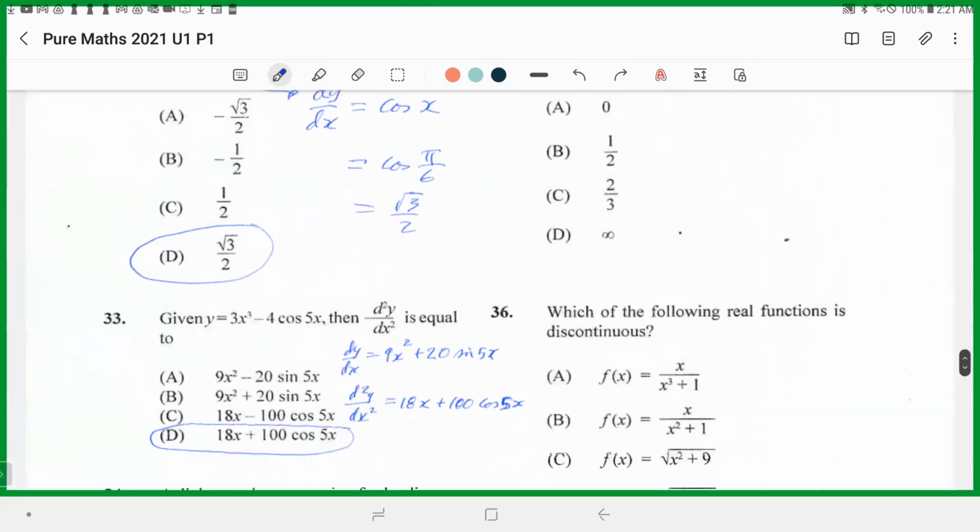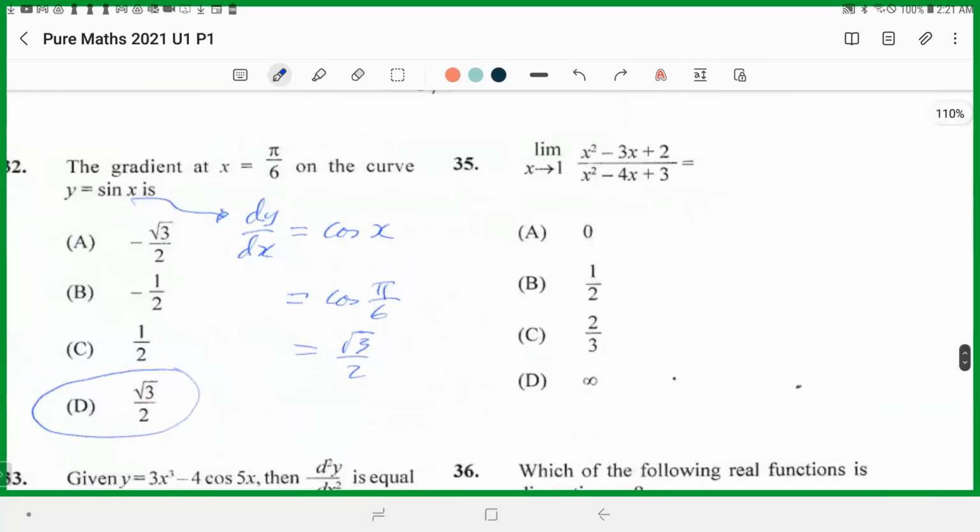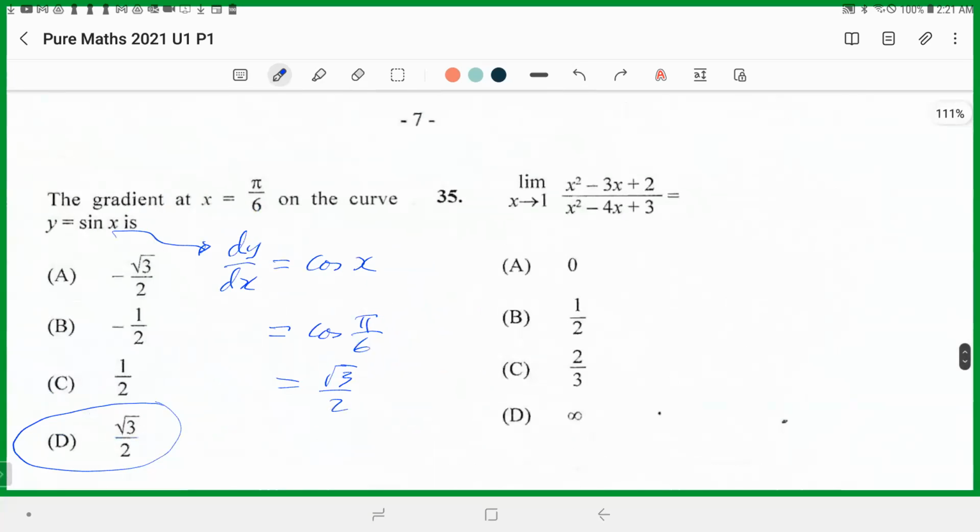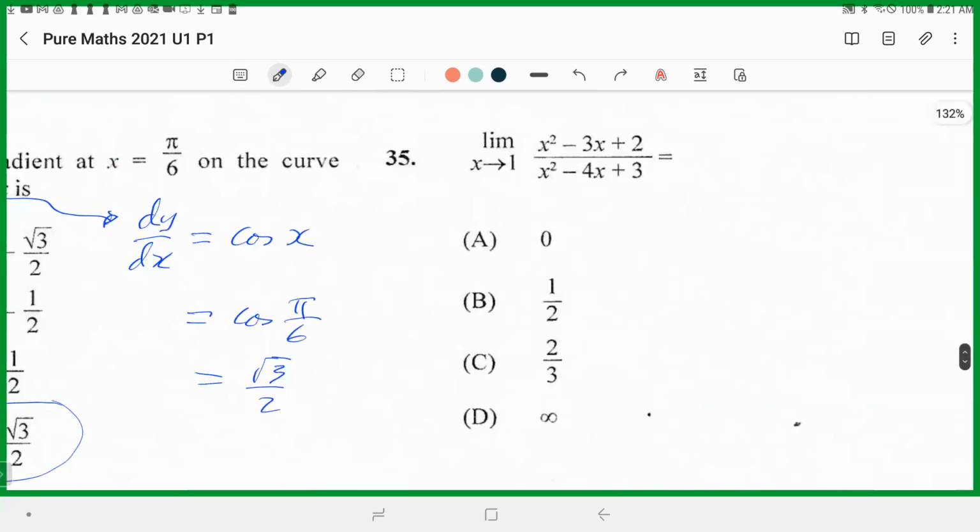35. We're going to have about 10 left. We're doing the limit as x tends to 1. So as x tends to 1, x is not equal to 1. It's tending to 1. So x minus 1 is not equal to 0. It means that we can factorize out x minus 1 on the numerator and denominator and divide it out because it's not 0.